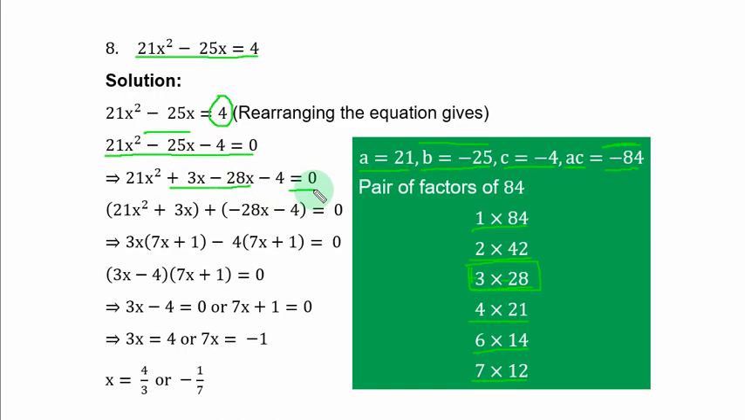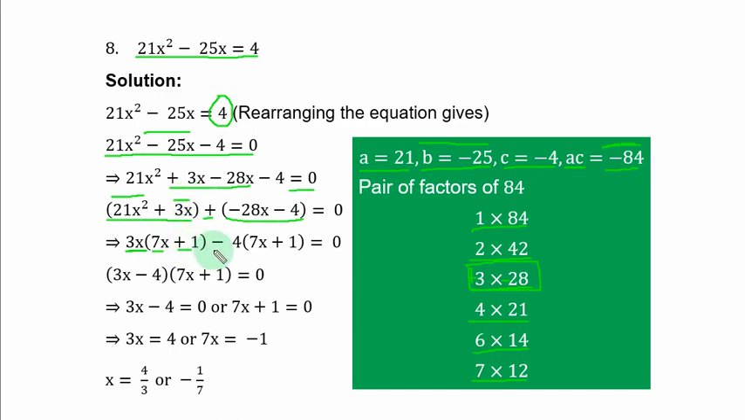Next thing we do is to group them, 2's in each group. The first 2 terms is the first group. The last 2 terms is the second group. You ensure that you separate the 2 groups with a plus sign. Looking at 21s squared and 3s in the first group, you can factor out 3s. 3s is common. So you divide 21s squared by 3s, you have 7s. Divide 3s by 3s, you have plus 1.